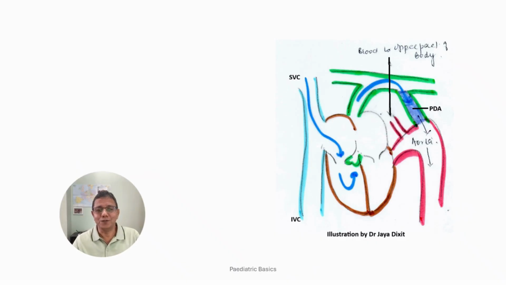Now the third part, so this is again interesting, isn't it? The superior vena cava brings the blood to the right atrium, where it preferentially goes to the right ventricle and gets pumped into the pulmonary vasculature through the pulmonary artery. The lungs receive only 10% of this blood, and the rest of the blood goes into the systemic circulation via the patent ductus arteriosus and supplies the lower part of the body.